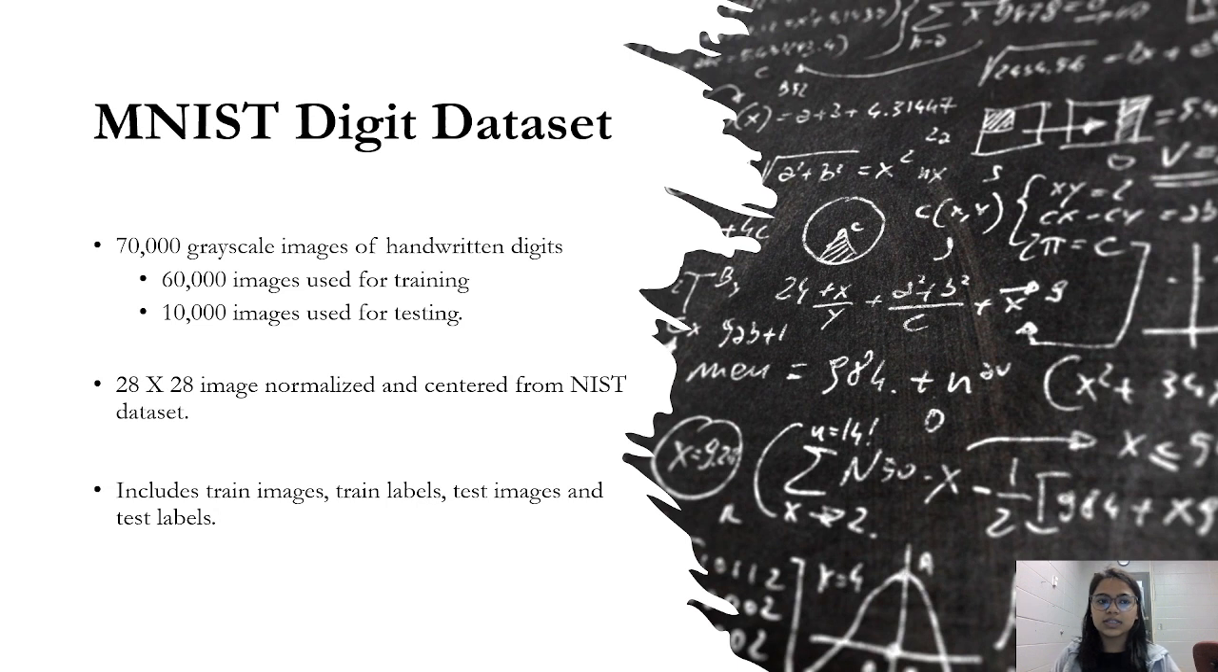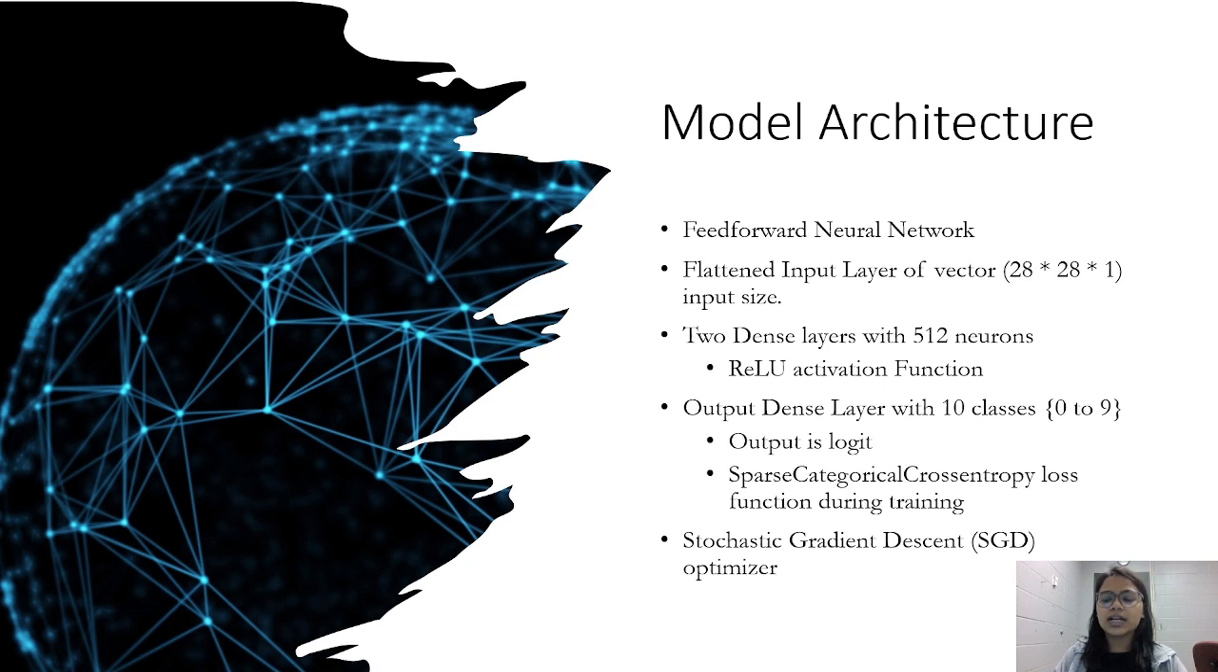The MNIST dataset consists of 70,000 grayscale images of handwritten digits from 0 to 9, which has 60,000 images for training and 10,000 images for testing. The size of the image is 28 by 28 pixels, which is normalized and centered from the NIST dataset. This dataset includes train images, train labels, test images, and test labels. So this dataset is trained using two libraries, PyTorch and TensorFlow, for comparison.